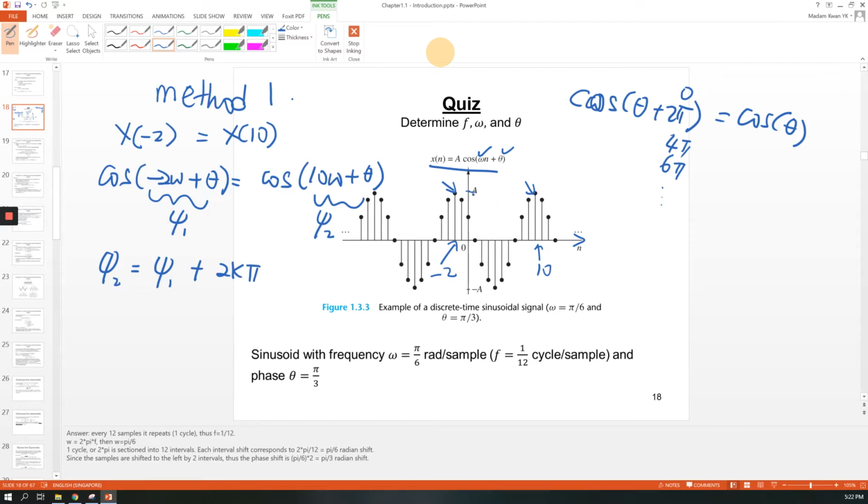Looking at this, this is one period, this is another period. So it is very natural for us to think that it is just 2 pi away. Assuming k equals 1, we have phi 2 equals phi 1 plus 2 pi. Then we put these equations in, and theta cancels off. So in fact, we have -2 omega plus 2 pi equals 10 omega.